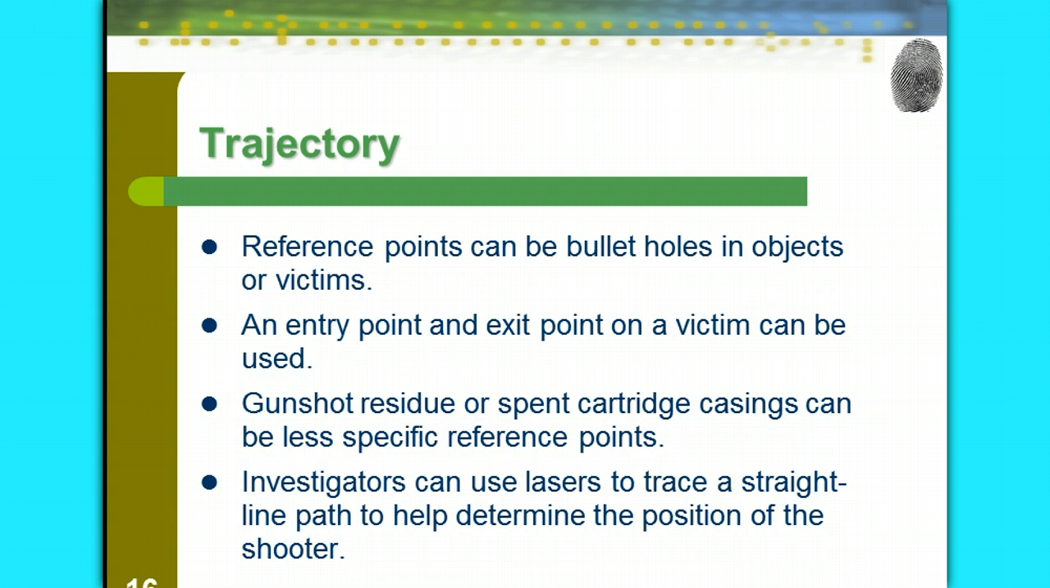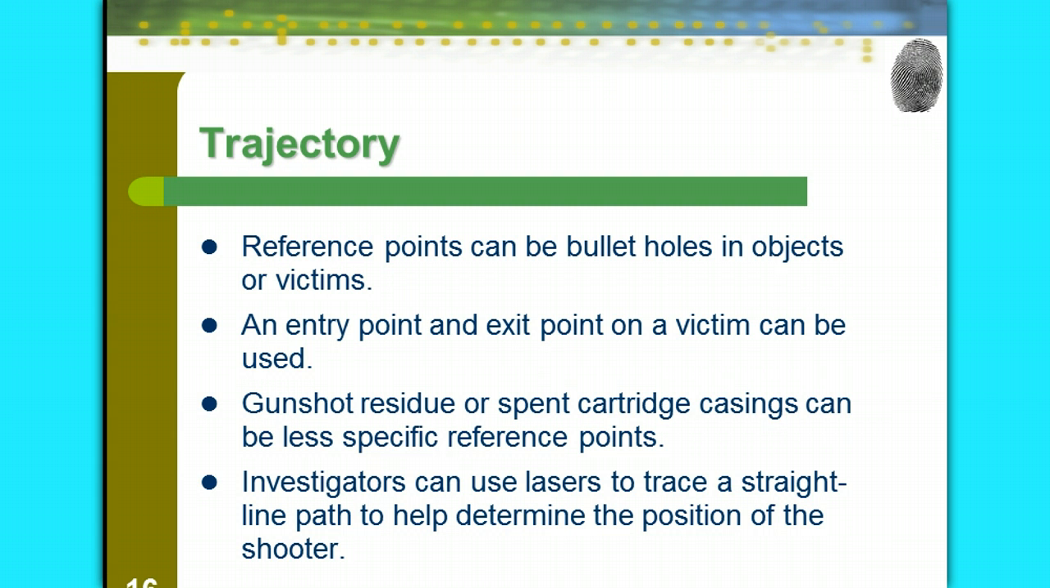So these reference points, like I just explained, are bullet holes in objects or victims. It could have been in the victim if the victim was still in the car. It could have been an entry point and an exit point on a victim. If someone was shot in the front of the head, where did the bullet come out in the rear of the head? It could be gunshot residue or spent cartridge casings, although they are less specific reference points.